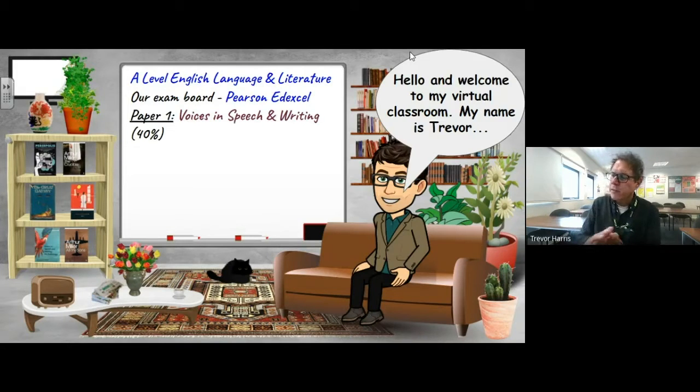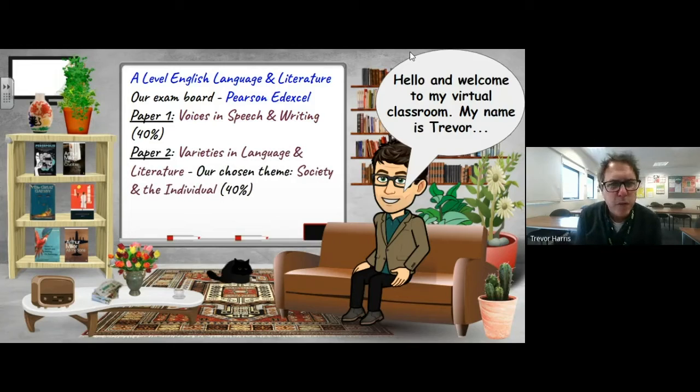The exam is divided into 2 papers and coursework. The first paper is called Voices in Speech and Writing. This is where we explore how writers and speakers create different types of voice using language to create different kinds of social identities. Paper 2 is called Varieties in Language and Literature. We've chosen a theme there, which is society and the individual. And there we're looking at how writers and speakers explore that theme, the link between society, social groups, communities, and individuals.